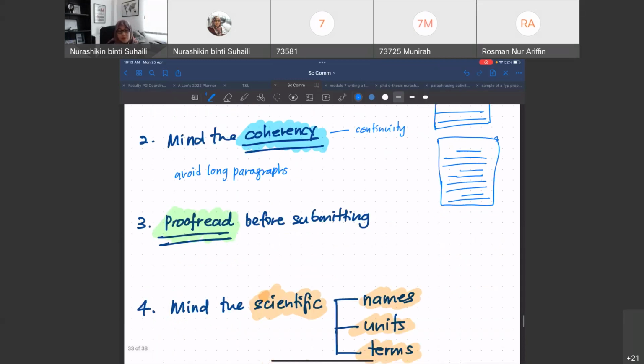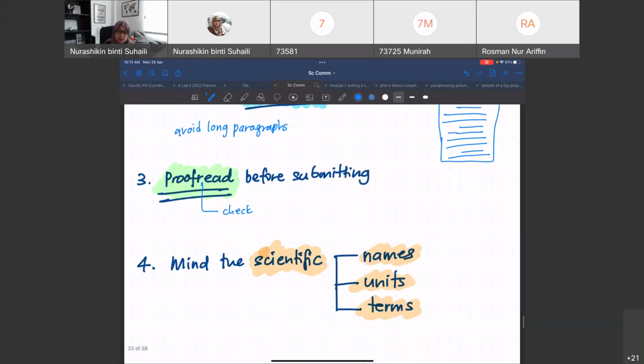And then proofread before submitting. What is meant by proofread? Proofread is checking. You read, and read again, to see if there are any mistakes. You can do this by yourself, or maybe if you are diligent, ask others, but you yourself can proofread. And it's not just once. You have to proofread at least many, many times. The more, the better. You would identify lots of mistakes, for example subscripts or superscripts written wrongly. So that's the importance of proofreading.